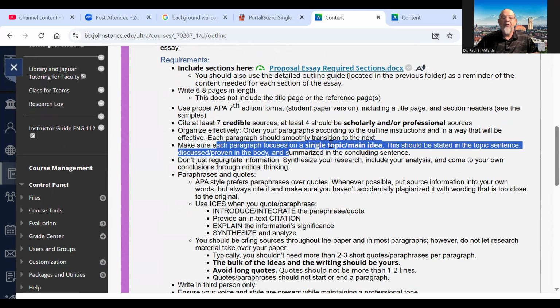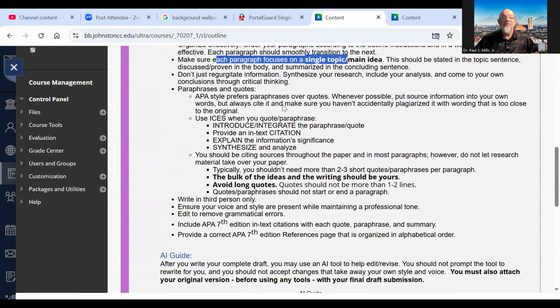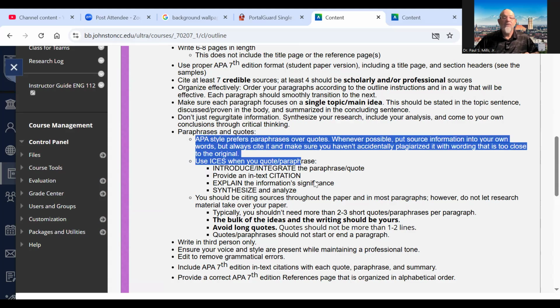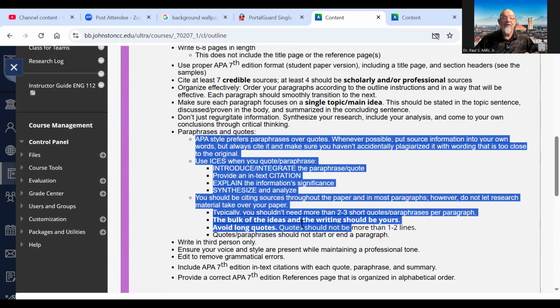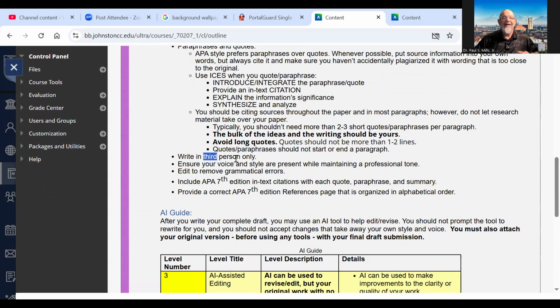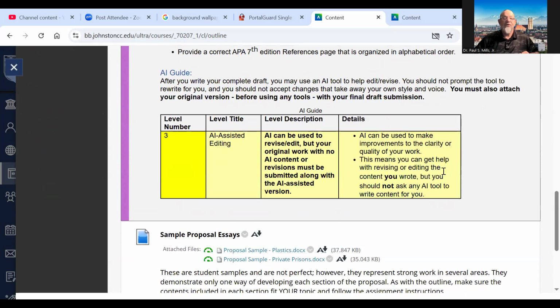There's some information on your paragraphs here, synthesizing your research and not just plopping quotes in the middle of your paragraphs. And then information on how to handle paraphrasing and quotes. Write in the third person only, it says. That means that you can't say I in the essay itself. Ensure your voice and style are present while maintaining a professional tone, and so on.